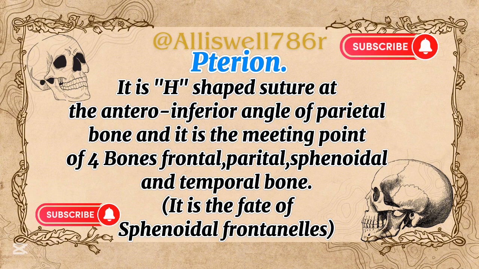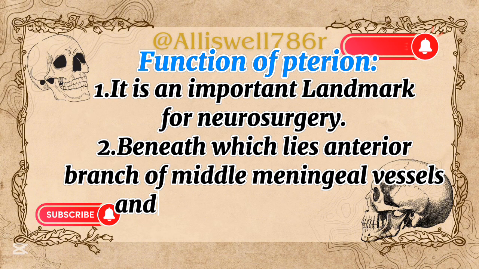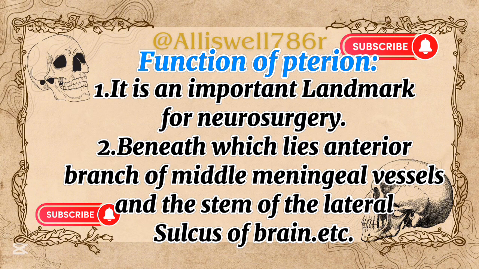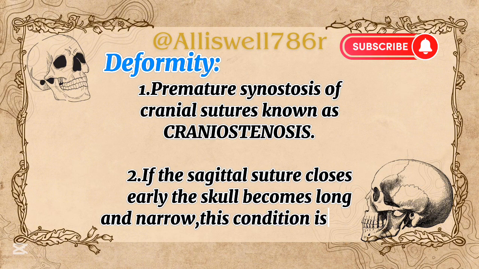Pterion: it is an H-shaped suture at the anterior-inferior angle of the parietal bone and it is the meeting point of four bones: frontal, parietal, sphenoid and temporal bone. Function of pterion: it is an important landmark for neurosurgery, beneath which lies the anterior branch of the middle meningeal vessels and the stem of the lateral sulcus of the brain.